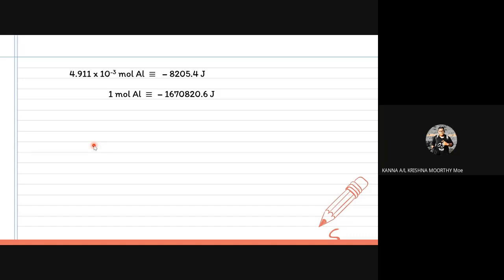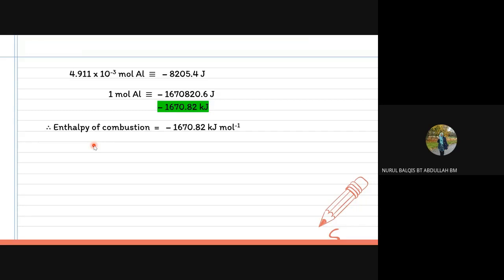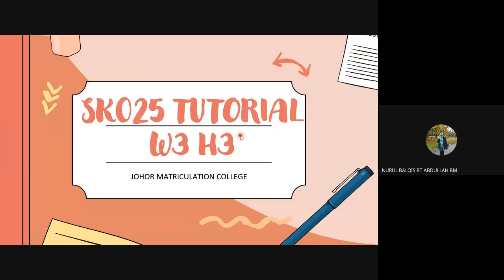1670.8206 kilojoule. Okay, good. Once we change it to kilojoule, then we need to write the conclusion: enthalpy of combustion is equal to negative. Don't forget to include this negative together with the unit, kilojoule per mole. Okay, a little more, because we haven't done the constant pressure calorimeter and constant volume calorimeter yet.